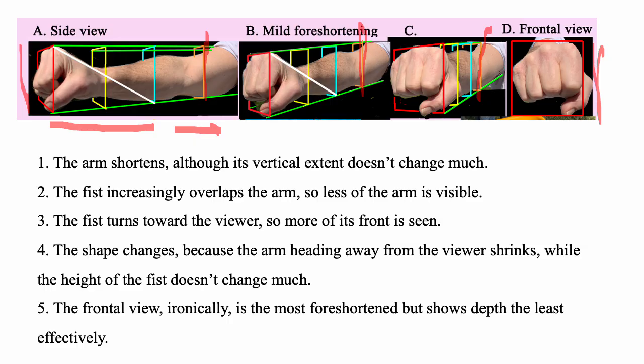The fist turns toward the viewer, so we see more of its front side. And the shape changes because the part heading away from the viewer shrinks, while the width and height of the fist doesn't change much. But ironically, this, which is the most foreshortened, actually shows depth the least because we don't see the rest of the arm. We just see a frontal view of the fist.